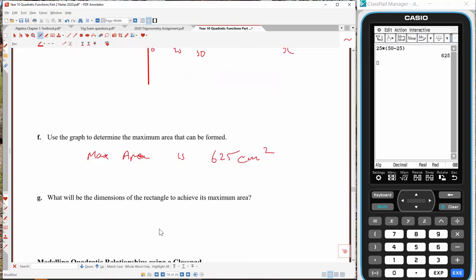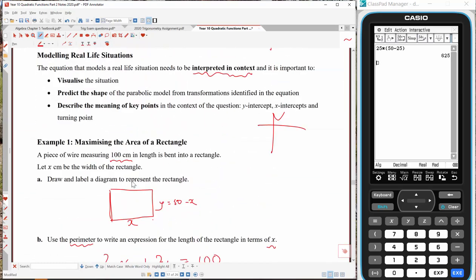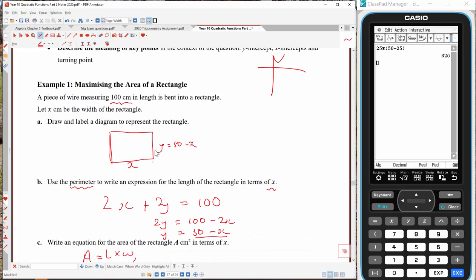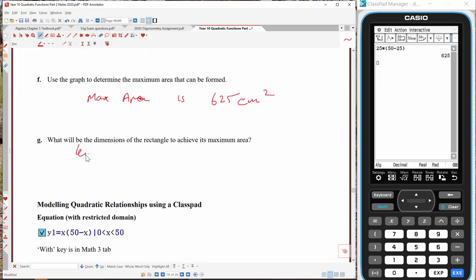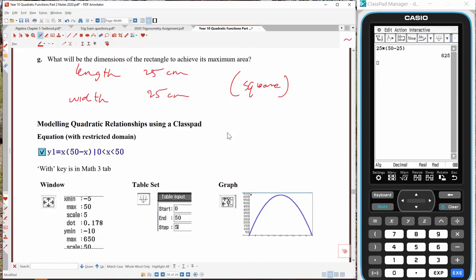What will be the dimensions of the rectangle to achieve it? So remember what we've got is x times y, or length times width, which is going to be 25 multiplied by 50 take 25. So the length is 25 and the width is 25, and we've got to put a unit in, centimeters and centimeters. So it's a square. One thing to note there is that you can maximize it by a square.